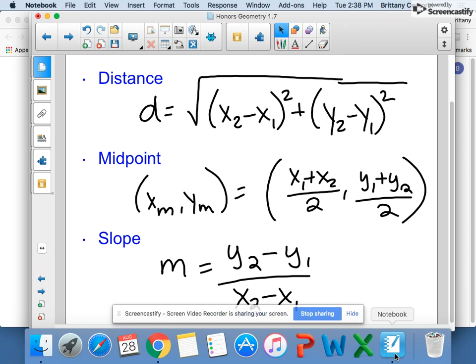So for distance, we've got the square root of (x2 minus x1) squared plus (y2 minus y1) squared. For midpoint, we're going to take the average of the x's added together, divided by 2, and then the average of our y's between the 2 points divided by 2. And then for slope, we've got rise over run, so we've got the difference of y2 minus y1 over x2 minus x1. We're going to look at a few examples.